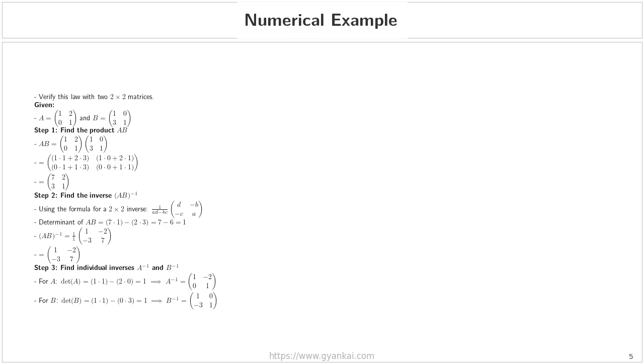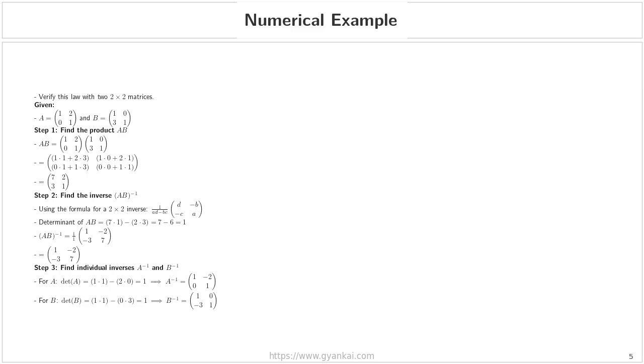Now, for step 3, let us find the individual inverses of A and B separately. For matrix A, the determinant is 1 times 1 minus 2 times 0, which is 1. Therefore, the inverse of A is a matrix with 1 and negative 2 in the first row, and 0 and 1 in the second row.